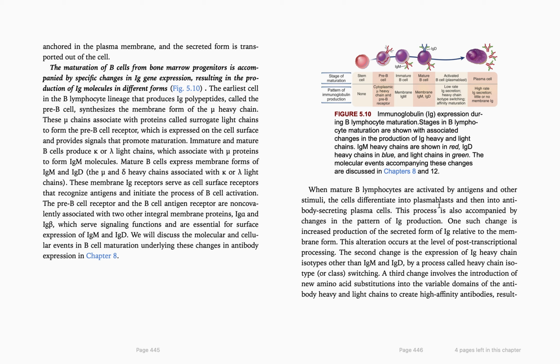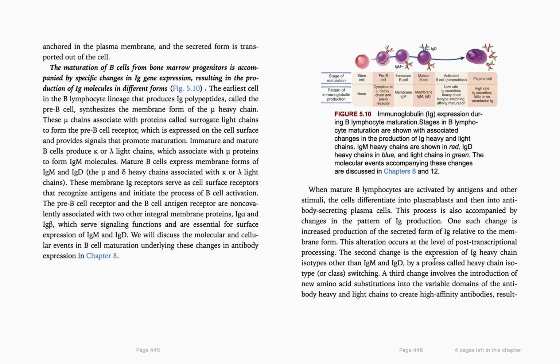When mature B cells are activated by antigen and other stimuli, the cell differentiates into a plasmablast and then into an antibody-secreting plasma cell. This process is accompanied by changes in the pattern of Ig production. One such change is increased production of the secreted form of Ig relative to the membrane form. This alteration occurs at the level of post-transcriptional processing.